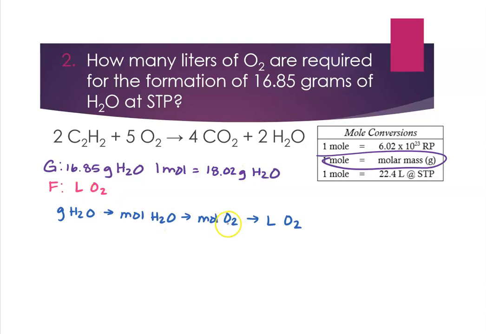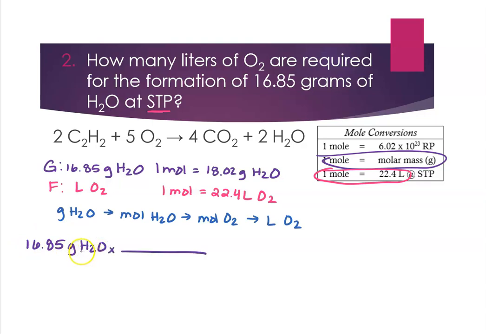And for my moles to liter conversion, I will need 1 mole is equal to 22.4 liters, which is okay because my problem says that I'm at STP. It's 22.4 liters. All right, so let's set up our problem. I have 16.85 grams of H2O. So that means that grams of H2O will go in the denominator. So 18.02 grams H2O is equal to 1 mole of H2O.